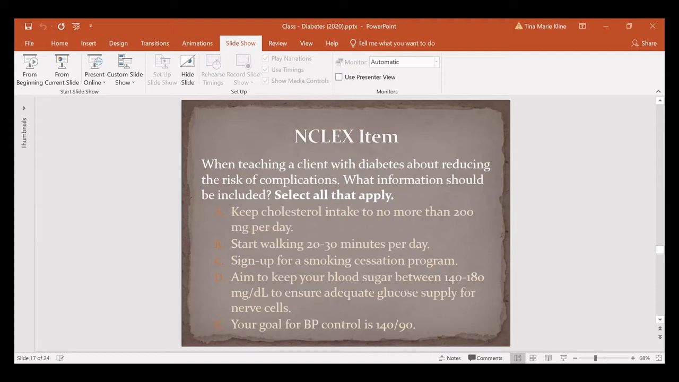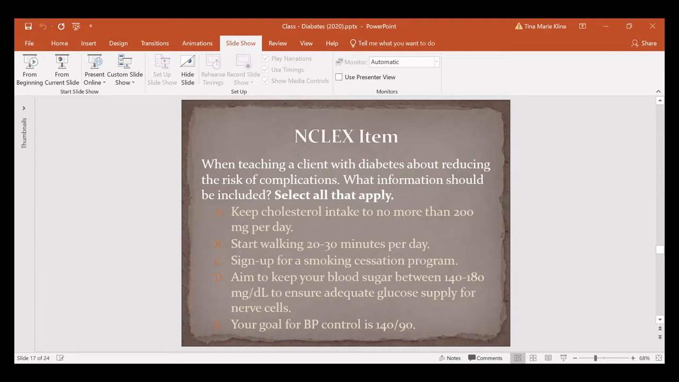nerve cells. Well, I like the part that says adequate glucose supply for the nerve cells. But if you look at that, 140 to 180 is too high. That's not where we want them consistently. Okay, so that's going to be incorrect because that is too high.